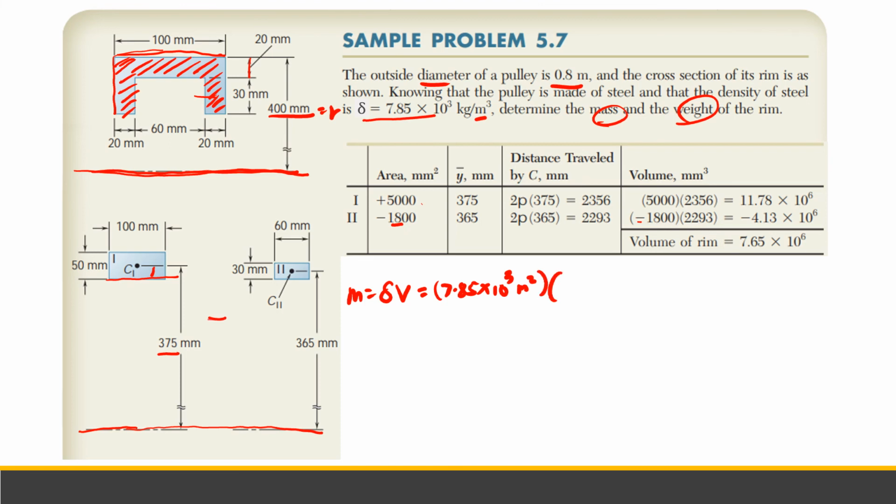The volume natin is 7.65 times 10 to the power of 6 cubic mm. So we will convert the mm into meters. Multiply natin by 1 meter, meron tayong 1,000 mm. Then cube natin, para maging mm cube na lang, meter cube na lang siya.